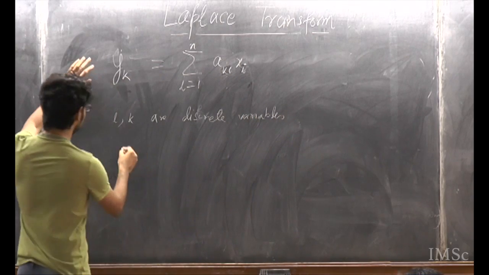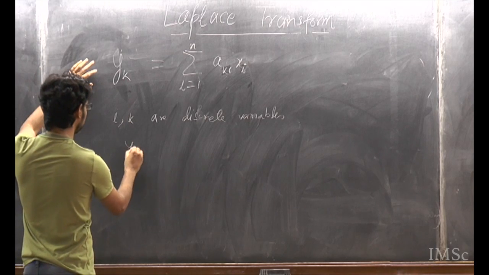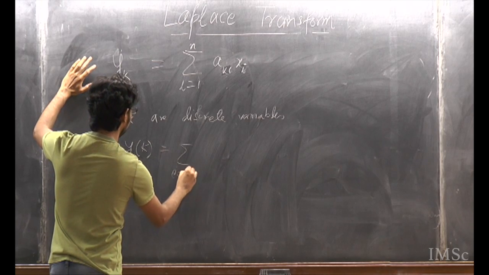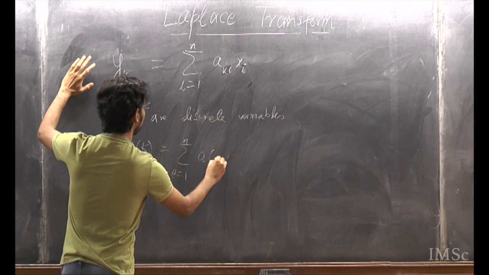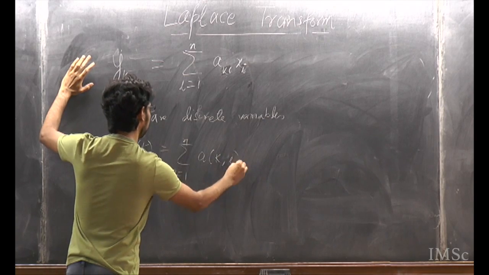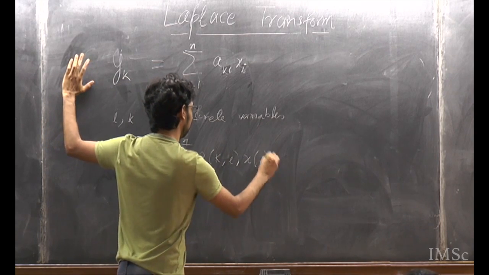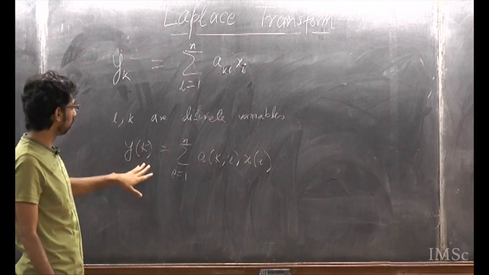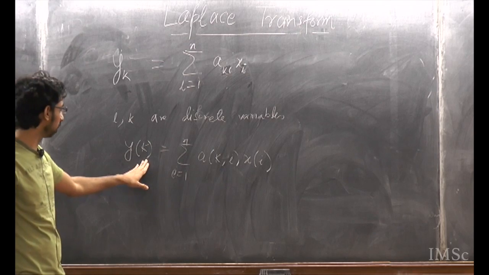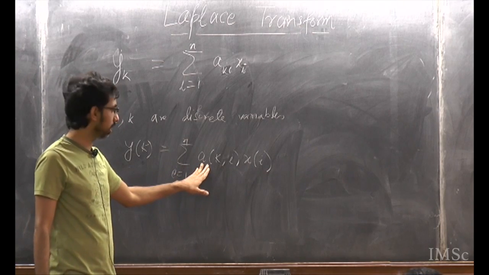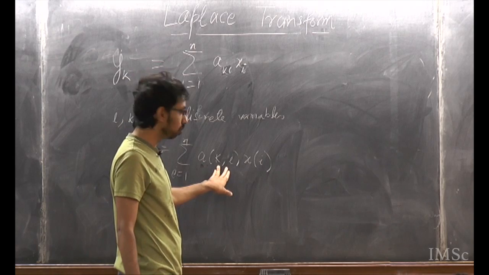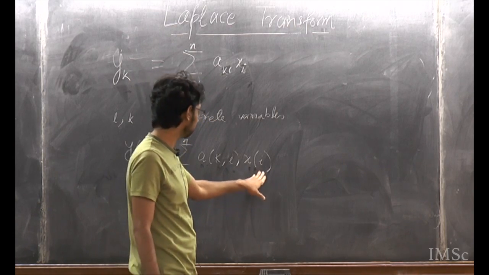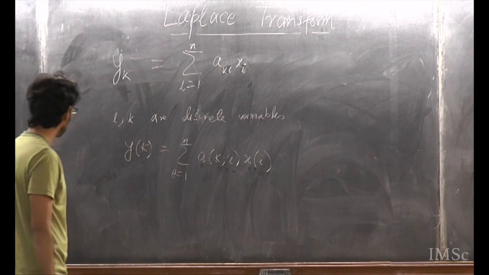So if I write without the subscript, like a function, y(k) equals the sum from i equals 1 to n of a(k, i) x(i). So you can think of y as a function of a discrete variable k. You can think of a as a function of two discrete variables k and i, and x is also a function of one discrete variable i, right?